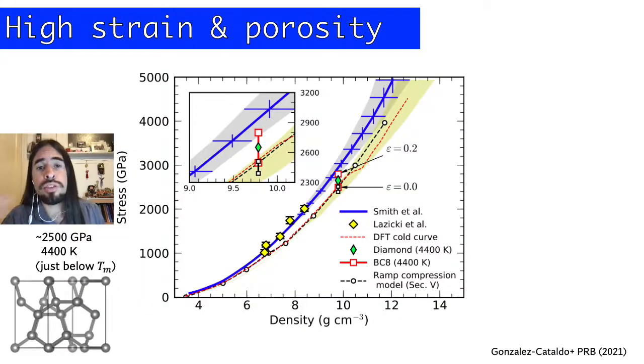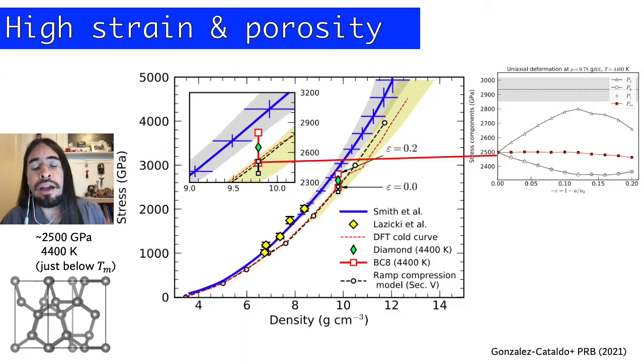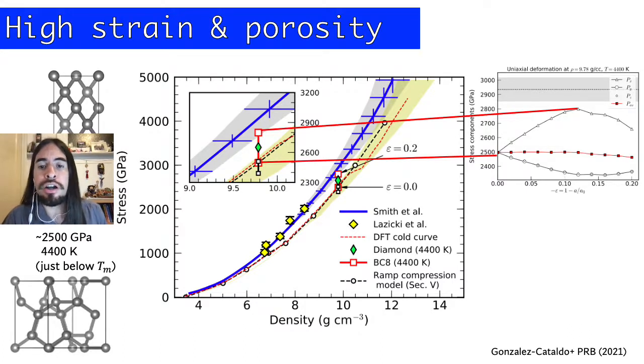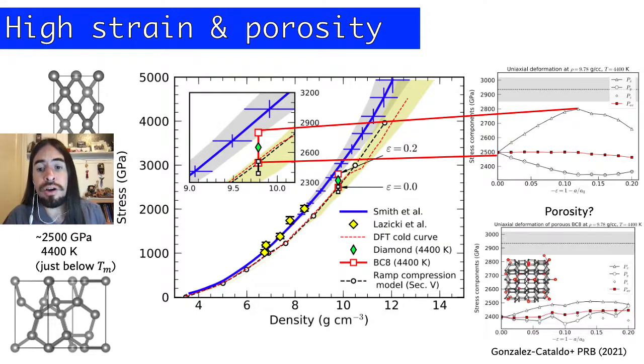We also tried to explain this data by high values of strain, where we basically did uniaxial compressions at constant volume, accommodating for the shape. And what we found is that not even with very high values of strain are we able to access this error bar region of the data for a given density. We also tried adding porosity to the sample, but that only increased the difference between the reported stress and the average pressure that we have at these conditions.